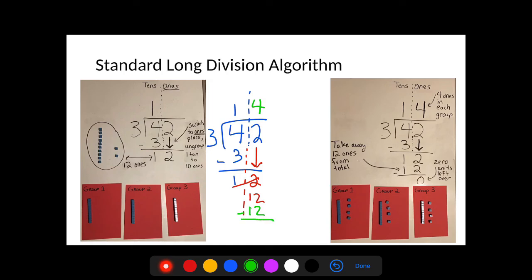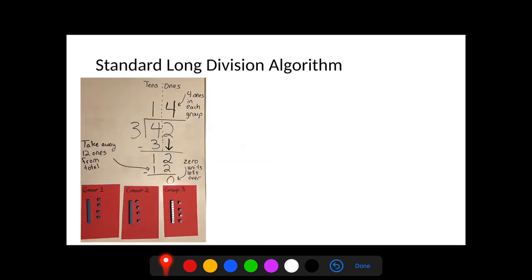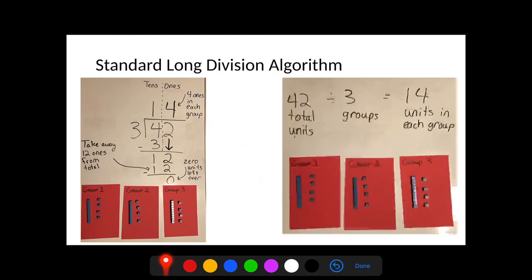Then we subtract, because we took away 12 ones from our total. We took away 12 ones from our total, and we're left with 0, and that matches our model where we have no ones left over here. So then we're ready to have our answer. 42 total units divided by 3 groups equals 14 units in each group.